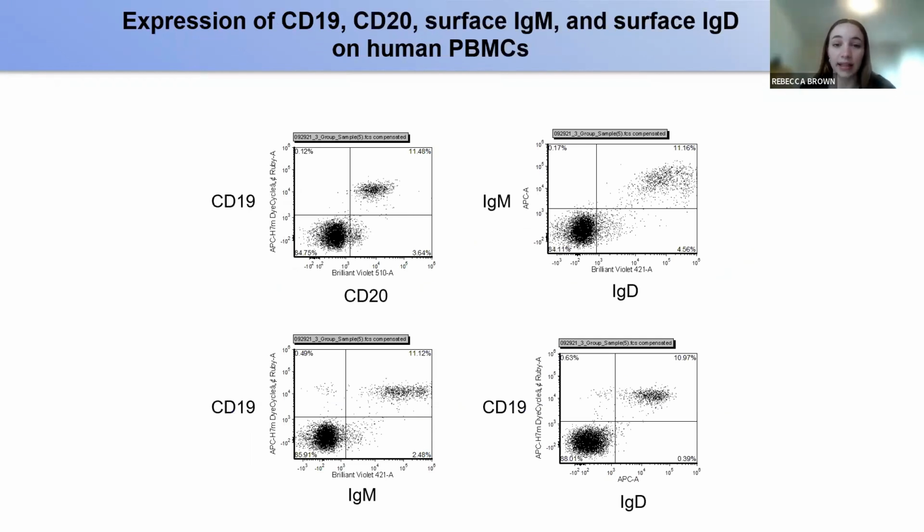Next, we wanted to see if our lentiviral vector could specifically transduce B cells within a population of peripheral blood mononuclear cells, or PBMCs. So first, we checked for the expression of CD19 and CD20, which are B cell markers, and we found that these CD19 positive cells also expressed IgM and IgD, which again are isotypes of B cell receptors. So since these proteins were expressed, we hypothesized that our lentiviral vector could bind and transduce B cells within this population of PBMCs.